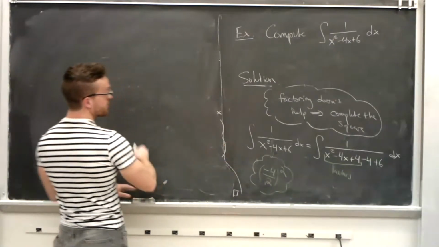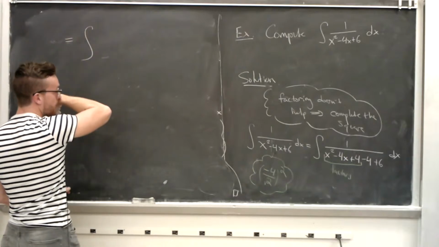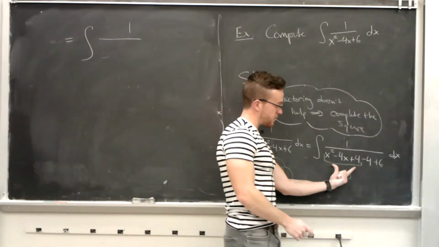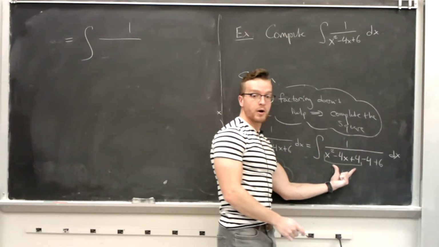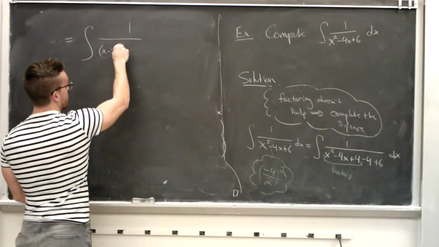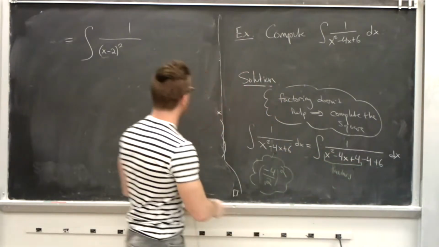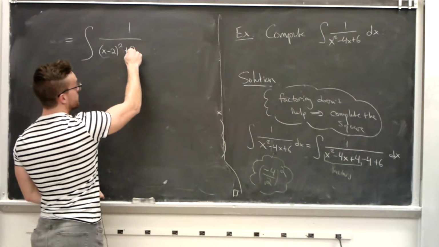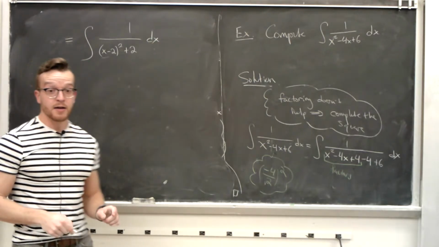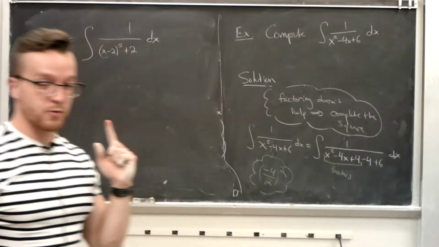All right, so then if I factor that, I'll continue up here. I've got the integral of 1 over, in particular, this green chunk here, it looks like it's x minus 2 quantity squared. And then I've got 6 minus 4, which is a plus 2. Okay, and that looks like something that I know how to do, or that I can figure out.